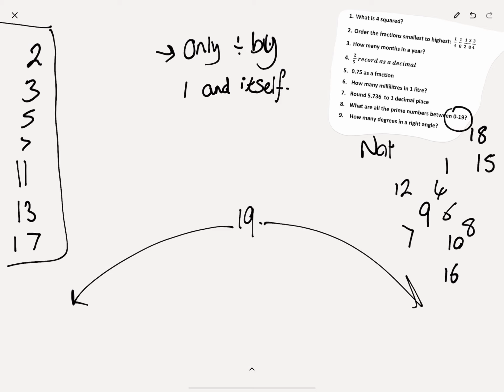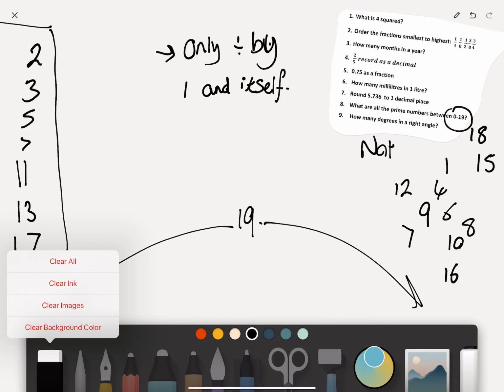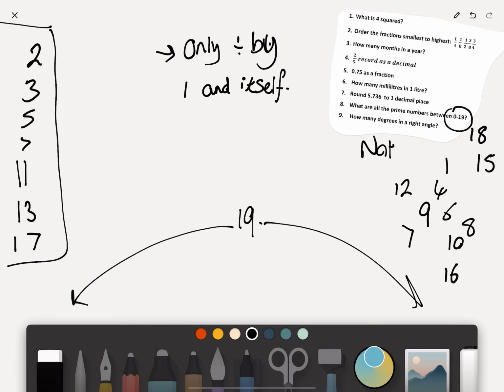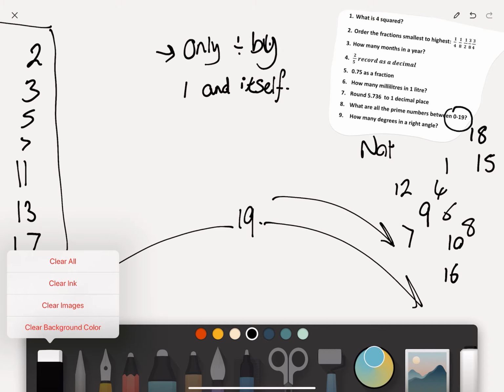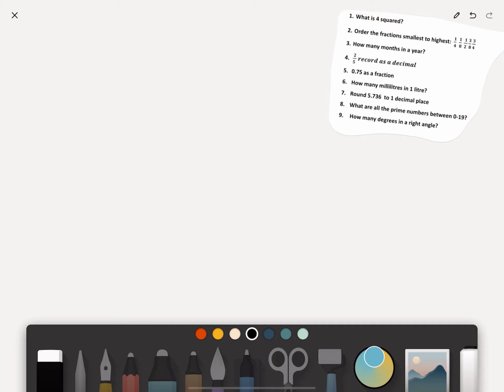Okay, so there's a bit of wiggle room on that one. It's a bit ambiguous in terms of the wording. For me, what are all the prime numbers between 0 and 19? I would be putting it over here, because 19 is not between 19, if that makes sense.